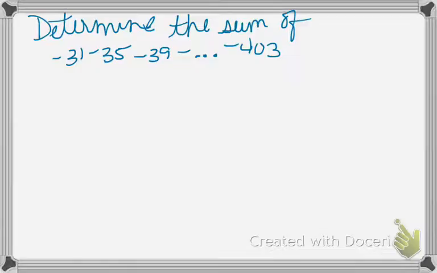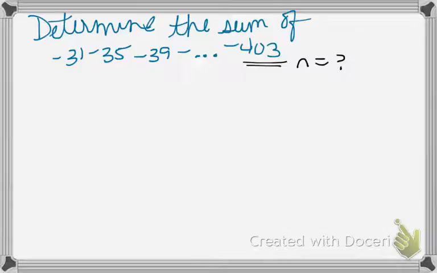Okay, here's our next example. This is asking us to determine the sum of this series, but first we kind of need to figure out how many terms are actually in this series. What is this term number? Because if I'm trying to find the sum of a certain number of terms, I need to know how many terms I'm finding the sum of. Otherwise, I cannot use the formula.